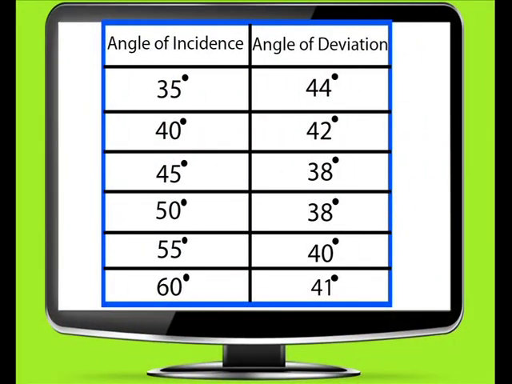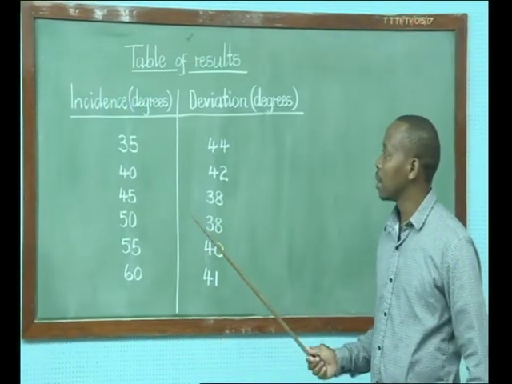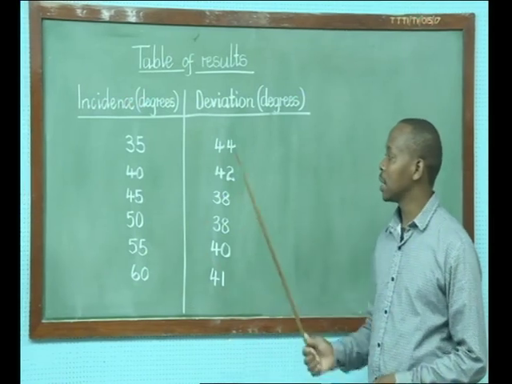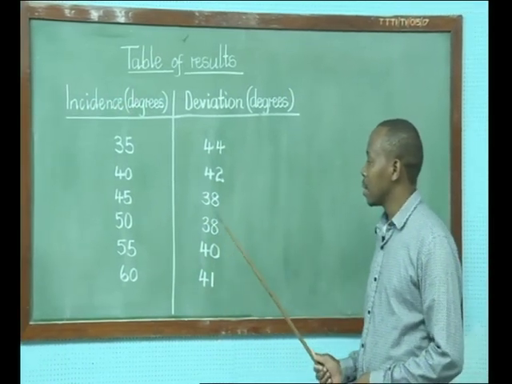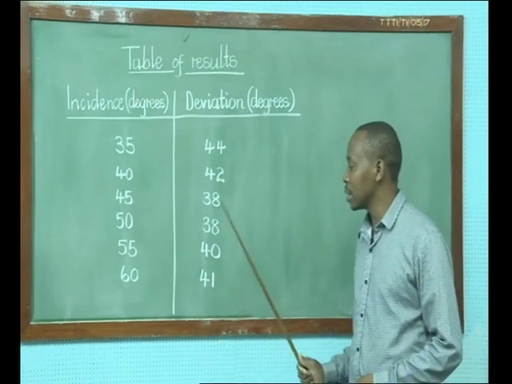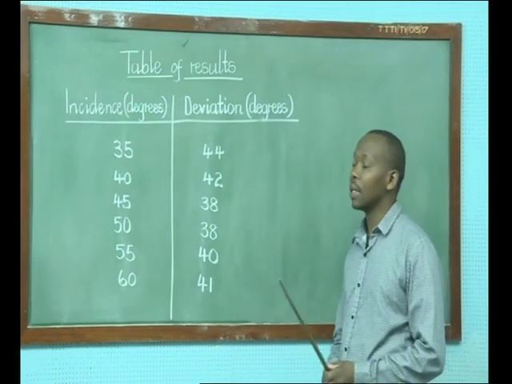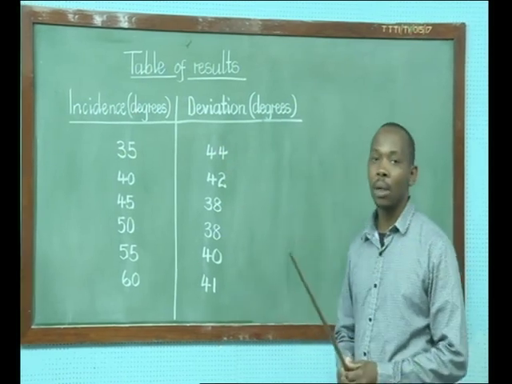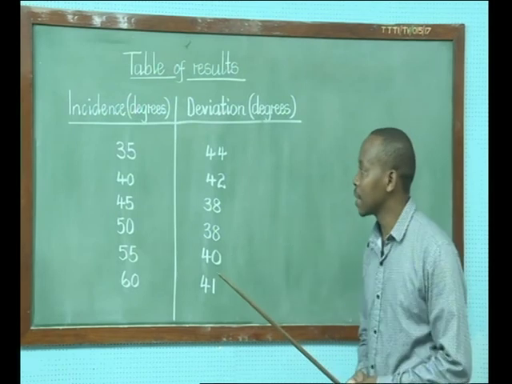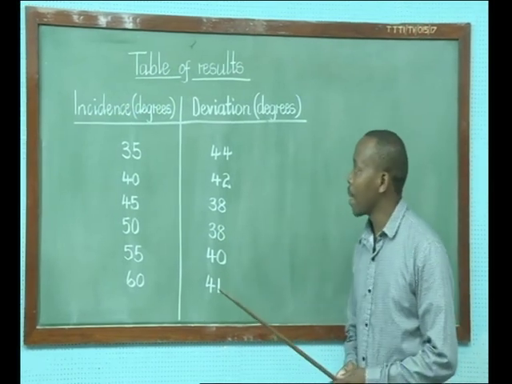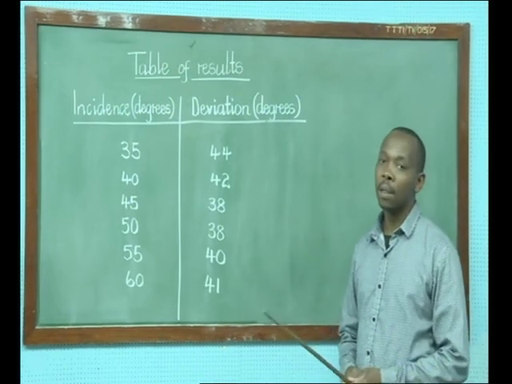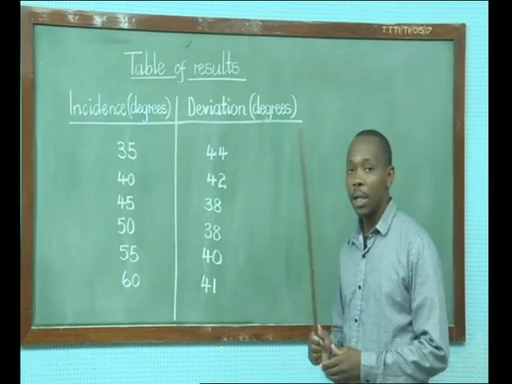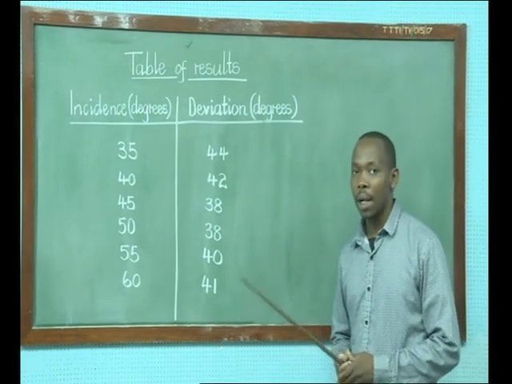From our experiment, as you can see from the table of results, we have angle of incidence and deviation. For an angle of incidence of 35, we had 44 degrees as our angle of deviation. 40, 42; 45, 38; 50, 38 again; 55, 40; 60 and 41. So our next step is to plot a graph of angle of deviation against angle of incidence, and from that graph we are going to determine our minimum angle of deviation, which will enable us to calculate the refractive index of our glass prism.